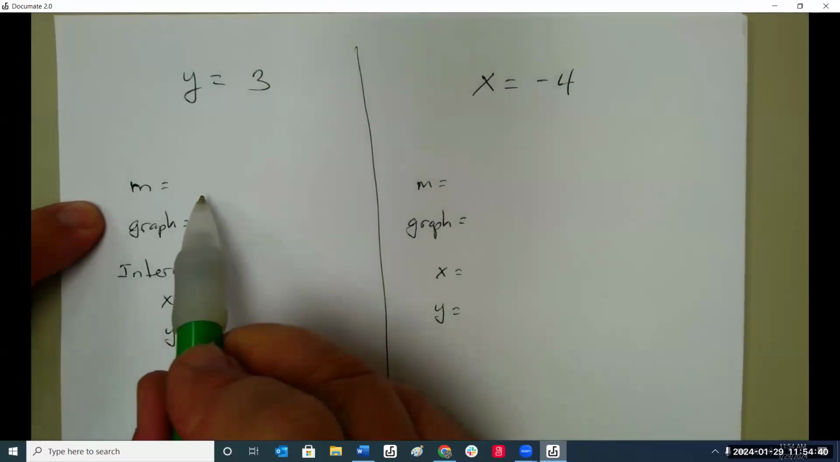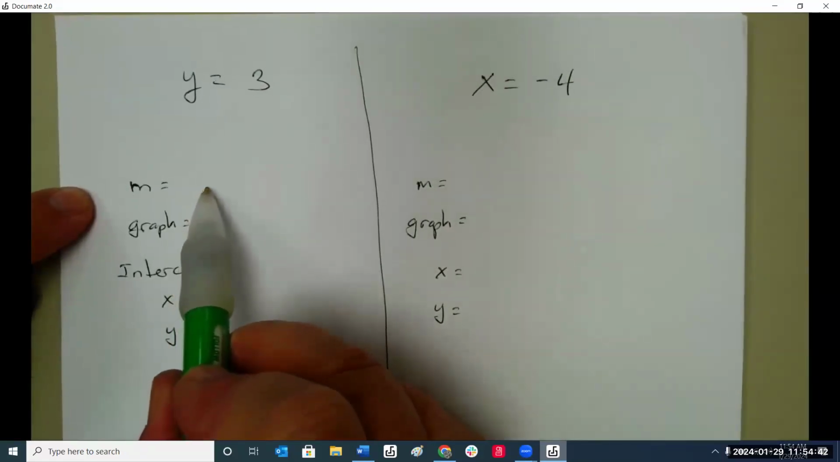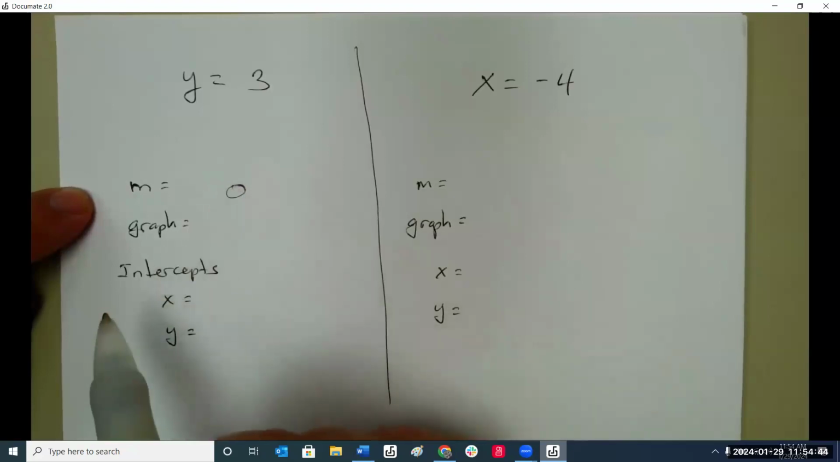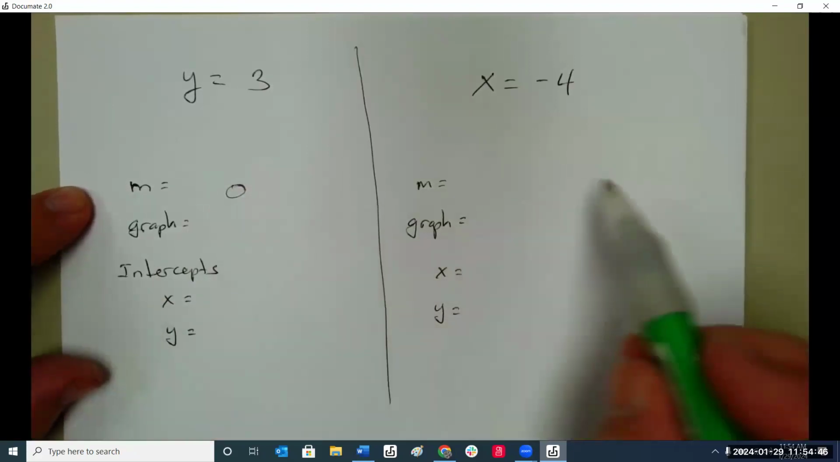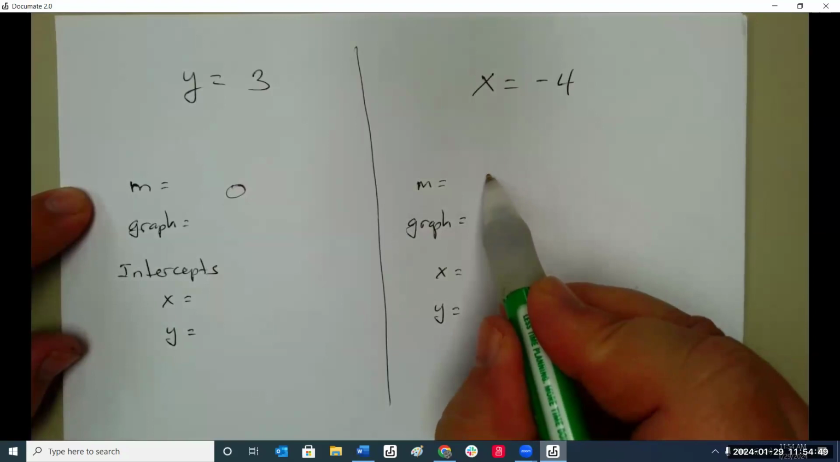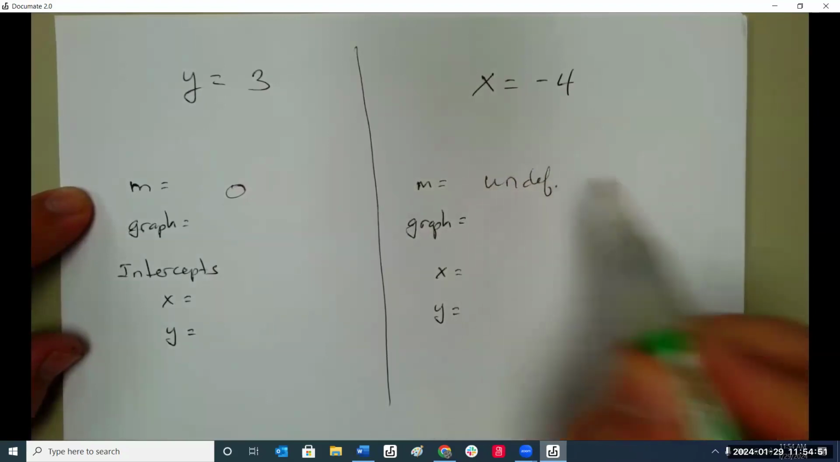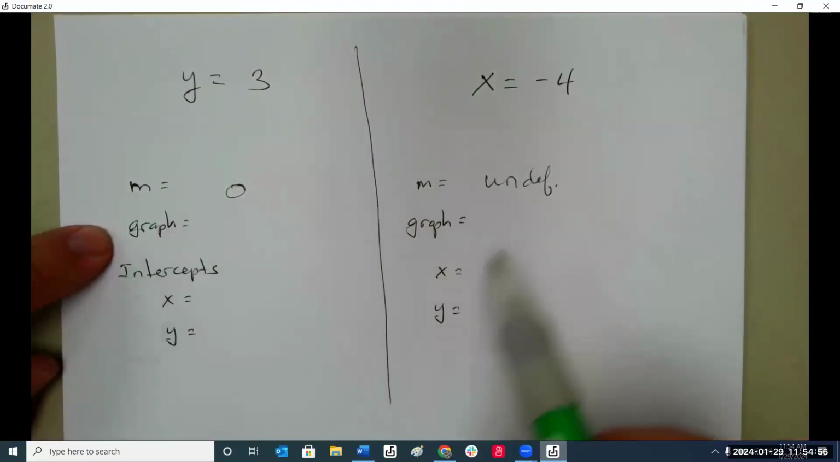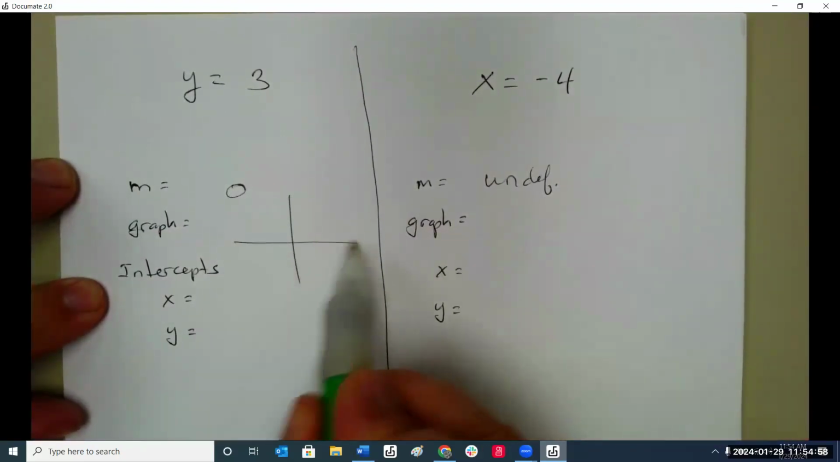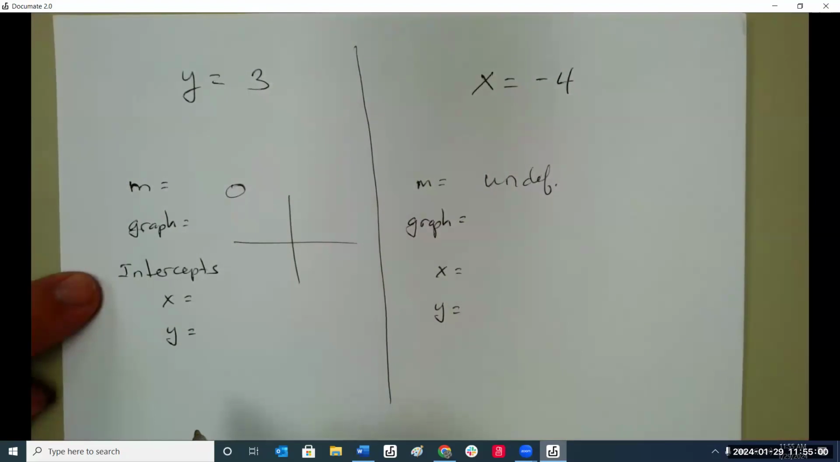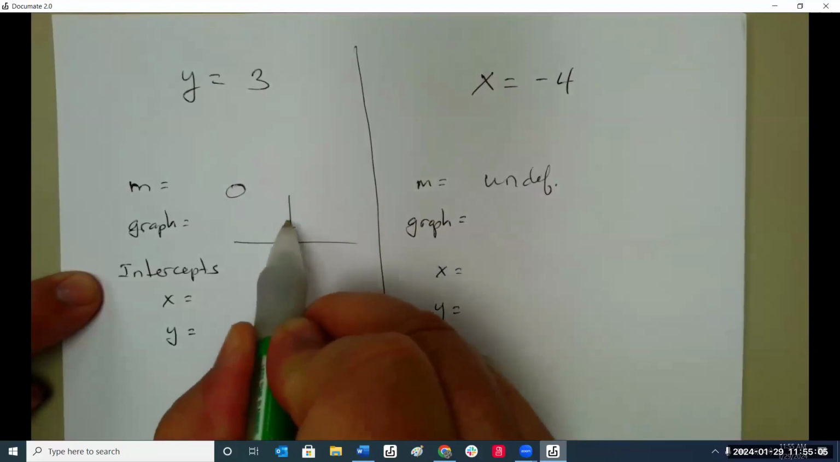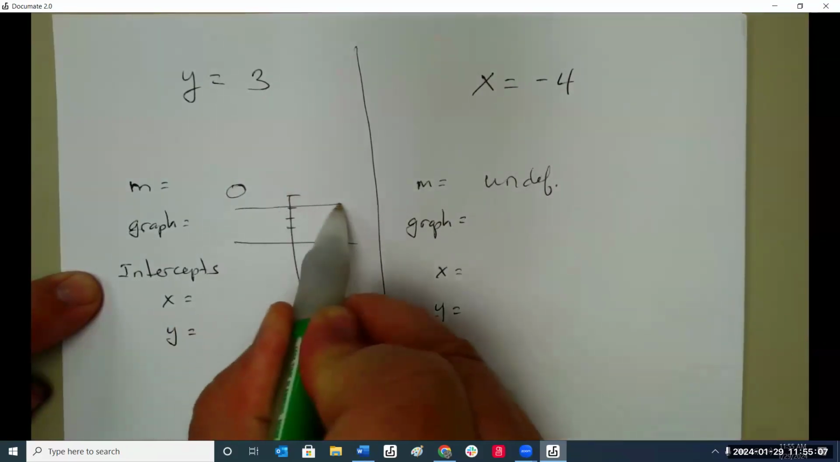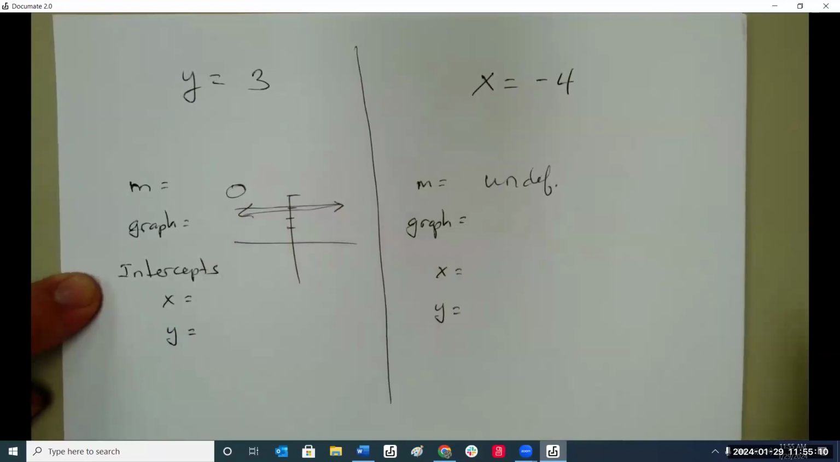Okay, first one. What's the slope of this one? 0. What's the slope of this one? Let's skip the graphs right now. So what's the graph of this one look like? So it's a horizontal line on 3, exactly. So at 3, we got a horizontal line. How do we know it's a horizontal line?